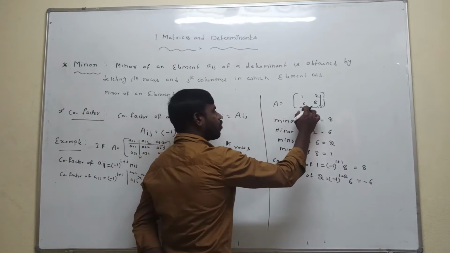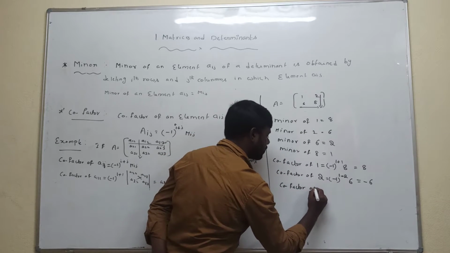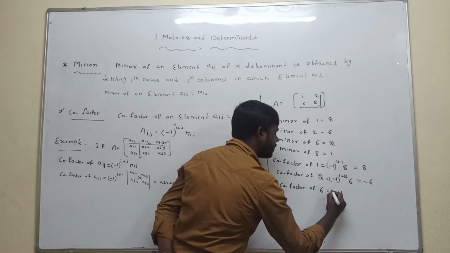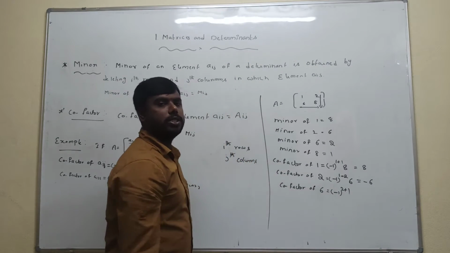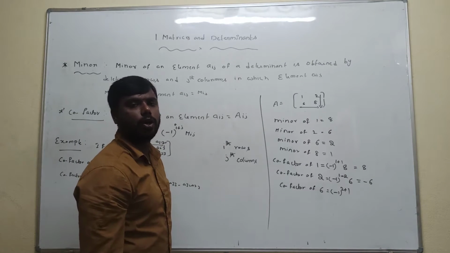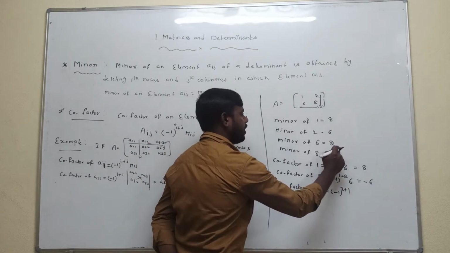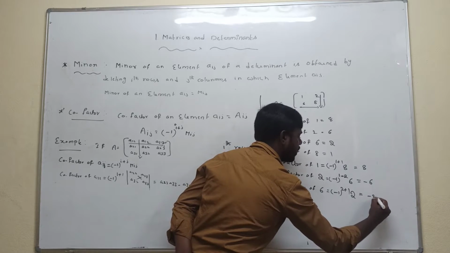Next we need to calculate cofactor of 6. Observe here, students, 6 is present in the second row and first column. So what is the minor of 6? We get 2. That's why the minor of 6 is 2. So we get the value minus 2.